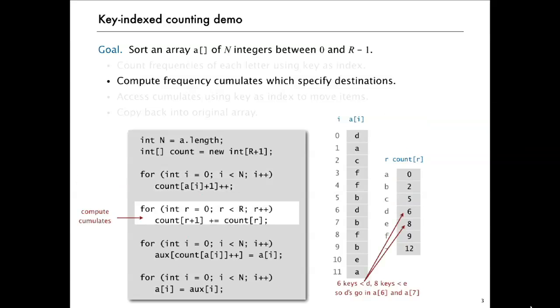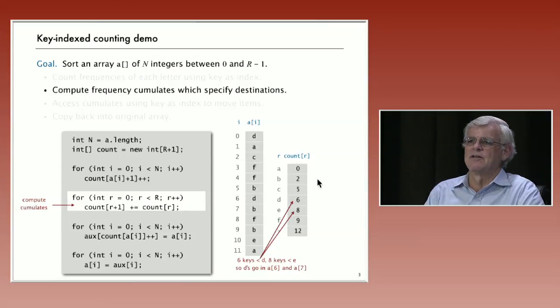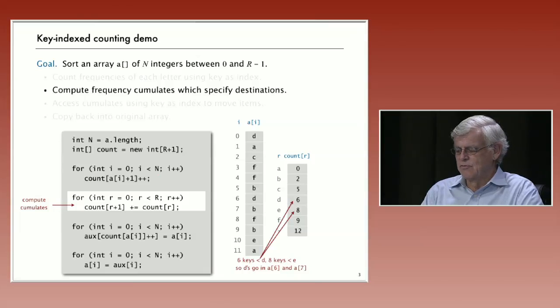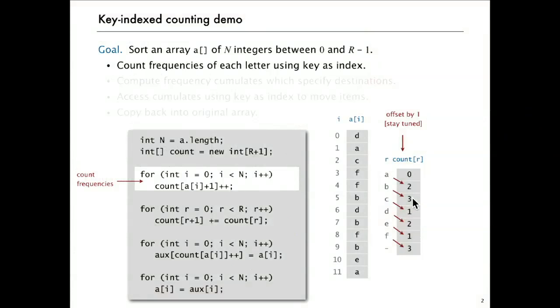Now the next step is called computing cumulates, and that's a really easy thing as well. All we do is we go through the count array and simply at each step we add the current one to the sum computed so far. So if we look before, we had 2 A's and 3 B's. So that means there's 5 letters less than C. That's the A's and the B's. And there's 6 letters less than D and 8 letters less than E, and so forth.